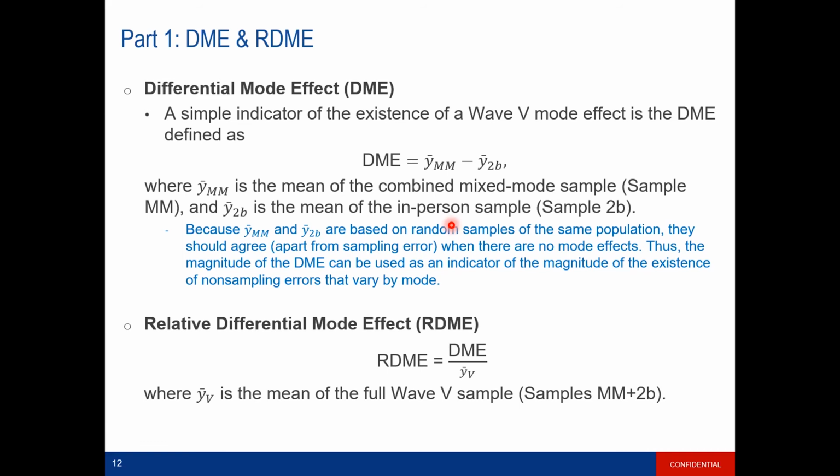Because different estimates have different effect sizes, to increase the accuracy of estimating the mode effect, we're using the relative DME, which is the DME divided by the mean of the full wave 5 sample. Which means we combine the mixed mode sample and sample 2B together in order to estimate the full sample estimates.